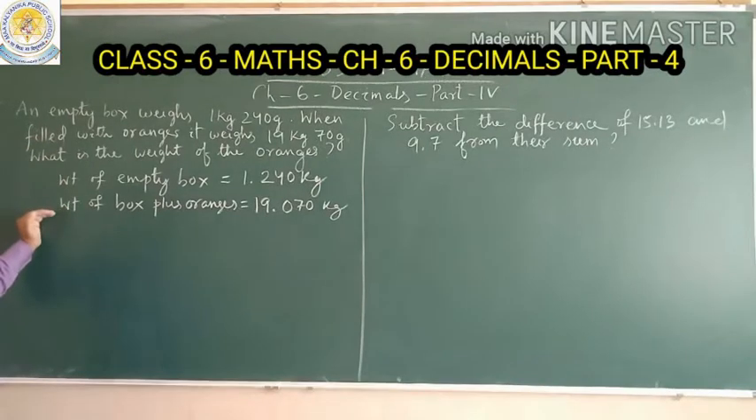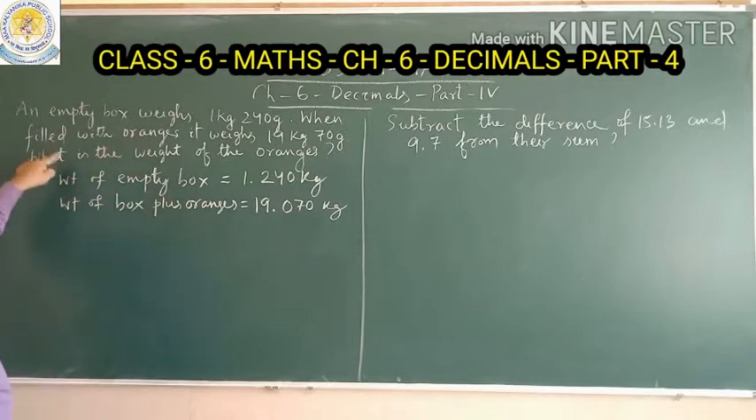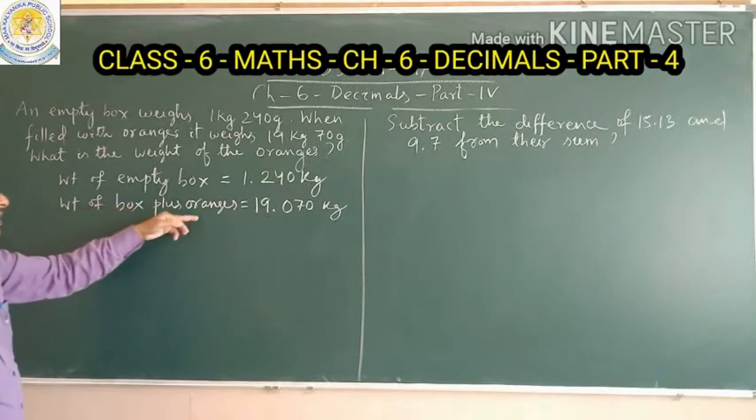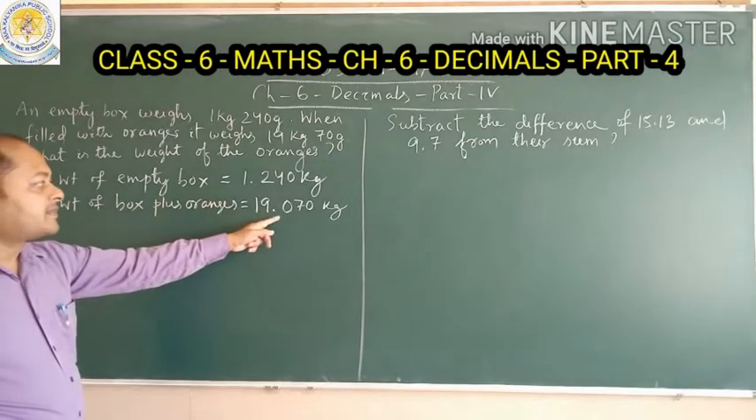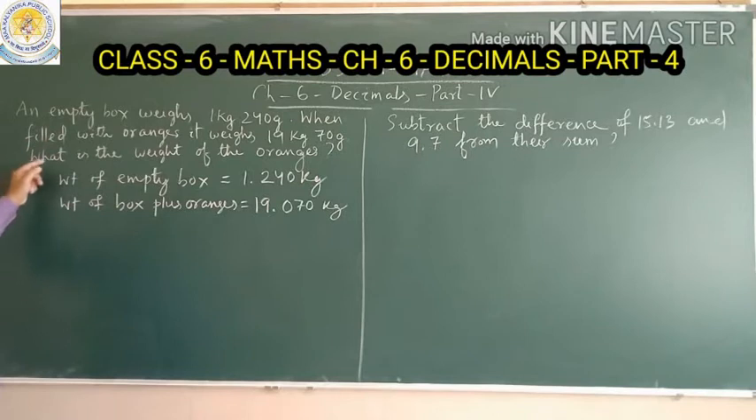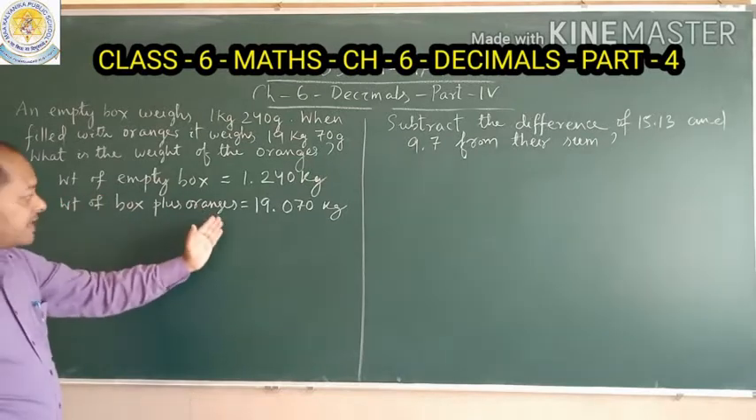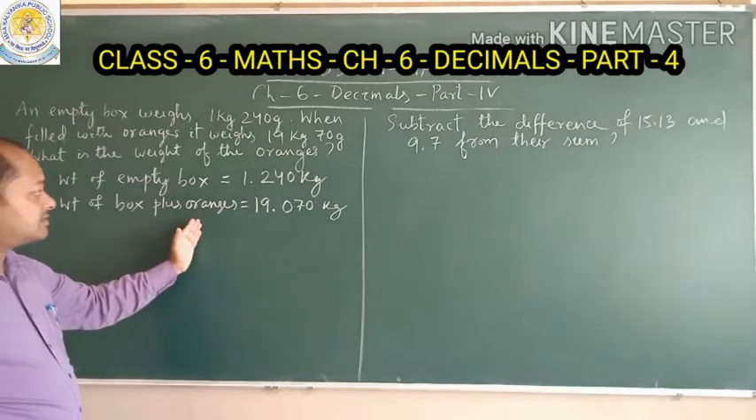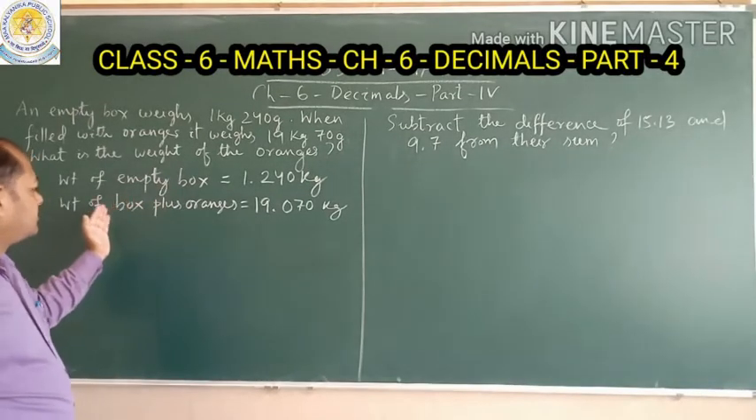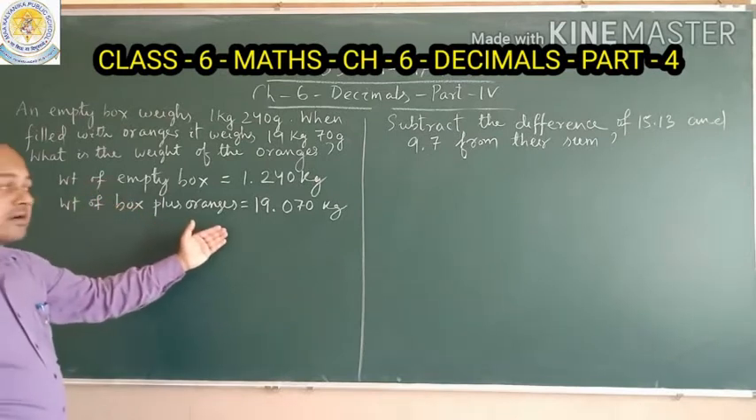So this second line says the weight of box plus oranges. That means when it is filled, the weight of the box plus the weight of the oranges together is 19.070 kg. And the third line is the question: what is the weight of the oranges? That means we have to find out the weight of the oranges only. So what to do? If we subtract the weight of the empty box from the total, we can find the weight of the oranges.